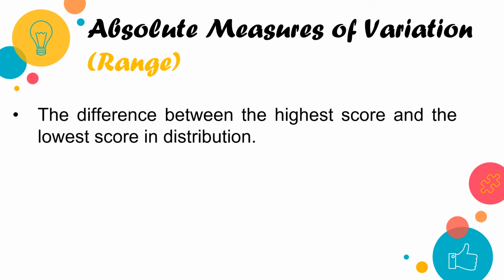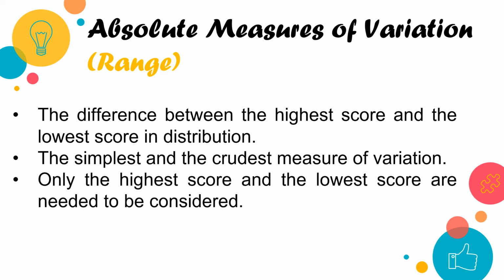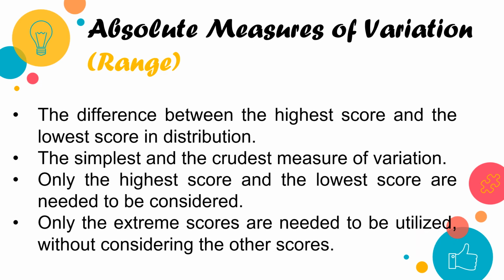For the range, of course, you all know that range is just the difference between the highest score and the lowest score in the distribution. It is the simplest and the crudest measure of variation. If you really want a quick answer in terms of looking into how dispersed scores are, you look for the range. It is quick and easy to understand, and the interpretation is very easy. Only the highest score and the lowest score are needed, so only the extreme scores are utilized without considering the other scores.